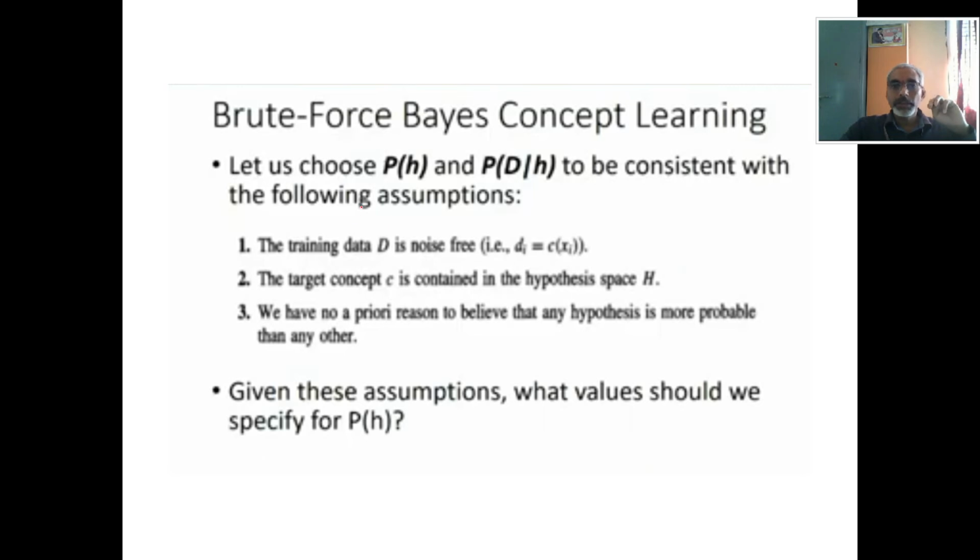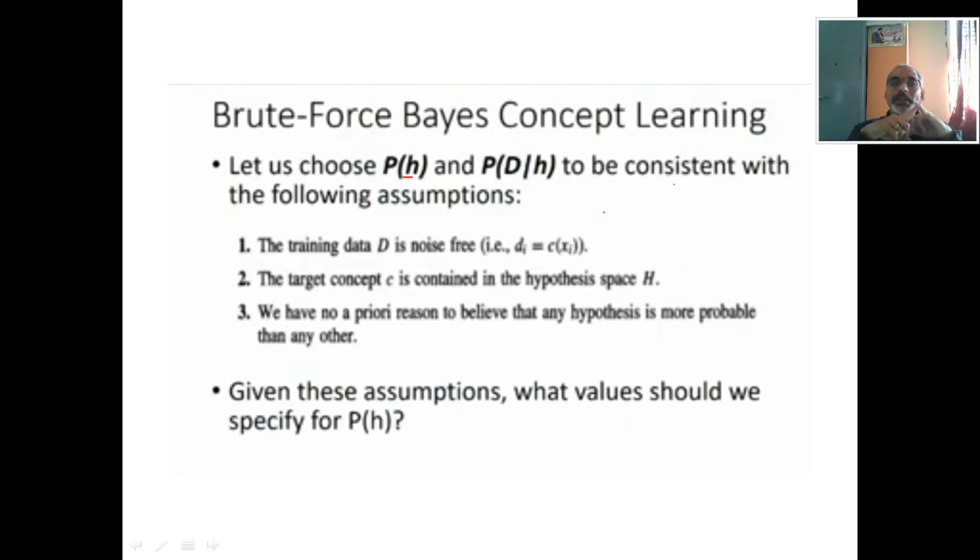Now let us try to understand. Let us choose P of H and P of D given H to be consistent with the following assumptions. So now we have to make some assumptions here. We say that the prior probability of the hypothesis P of H and P of D given H are consistent with all the hypotheses. To have that consistency, we should have some assumptions. When you are going for concept learning, we try to have some assumptions and we start learning. So what are the assumptions we are going to make?